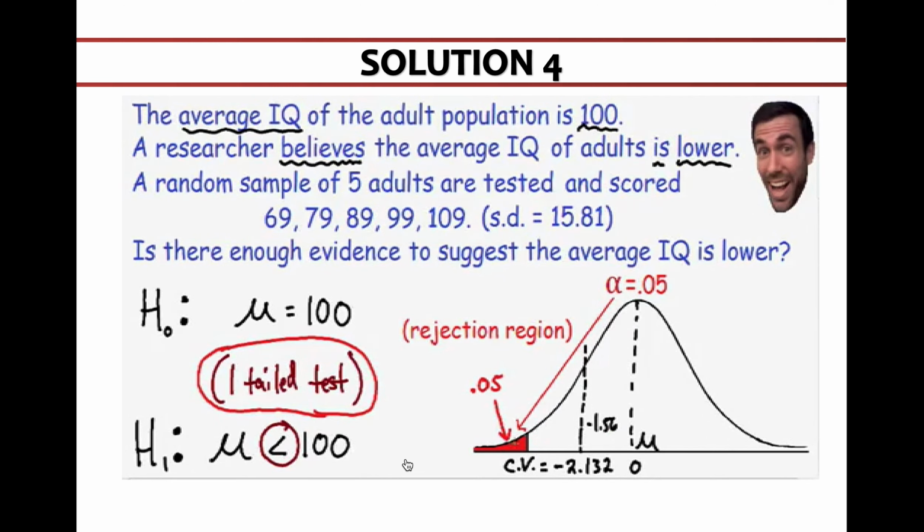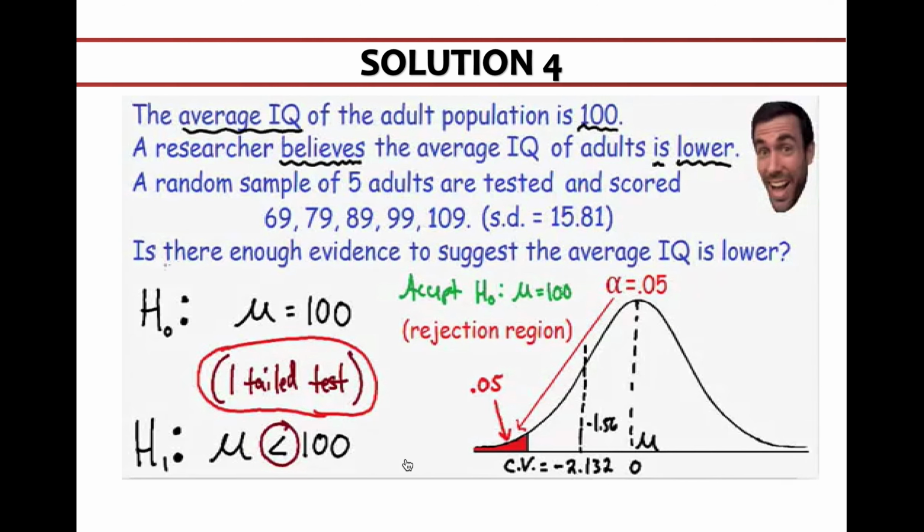It's not in the rejection region, which means that we cannot reject the null hypothesis. Our null hypothesis, which says that the average IQ is equal to 100, we cannot reject that. We fail to reject the null hypothesis. Or the easy way to put it is we have to accept it. We accept our null hypothesis that the average IQ is equal to 100.